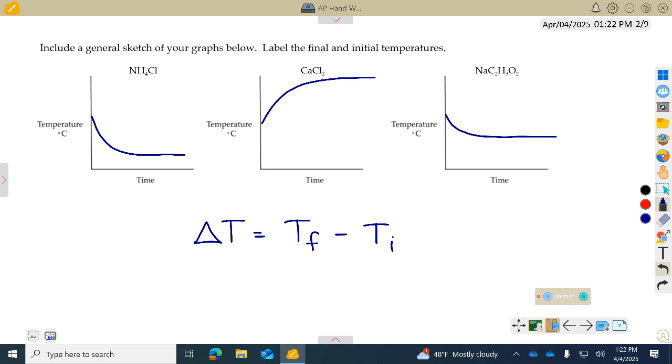So they had to make a proper measurement off the graph, and then they had to do temperature final minus initial. And if it was negative, which this one was, they had to make sure that they included the sign of the delta T. Okay, label the final and initial temperatures. I don't care if there's a label in there. We're just looking for the general shape.